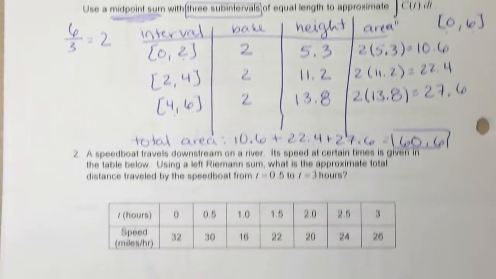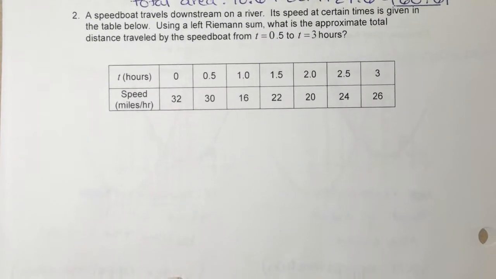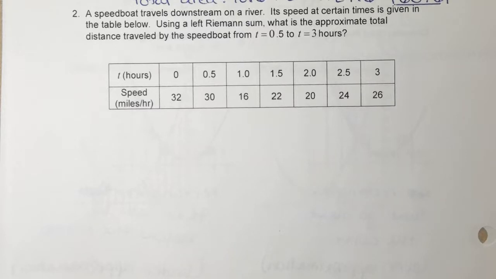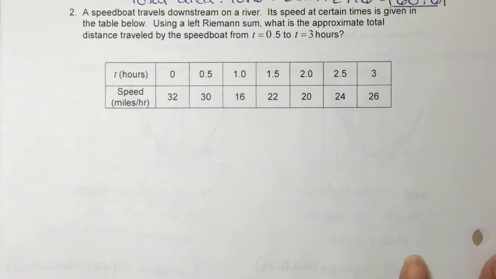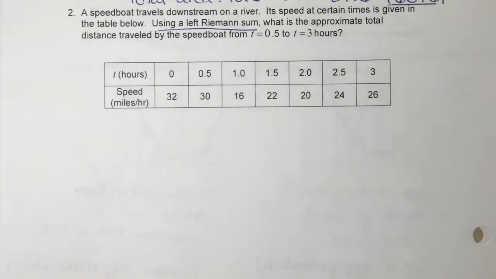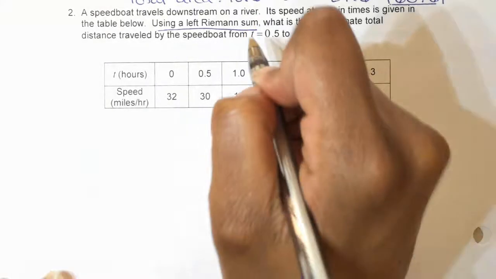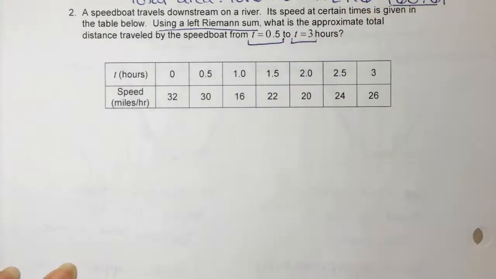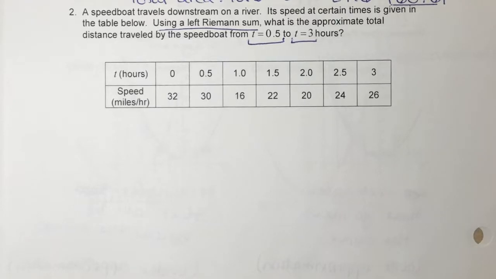Now we're going to do something very similar to this last problem. Here, a speedboat travels downstream on a river. Its speed at certain times is given in the table below. We want to use a left Riemann sum to approximate the total distance traveled by the speedboat from t equals 0.5 to t equals 3. It doesn't tell us what it wants our intervals to be, so we're just going to use the table to figure that out.